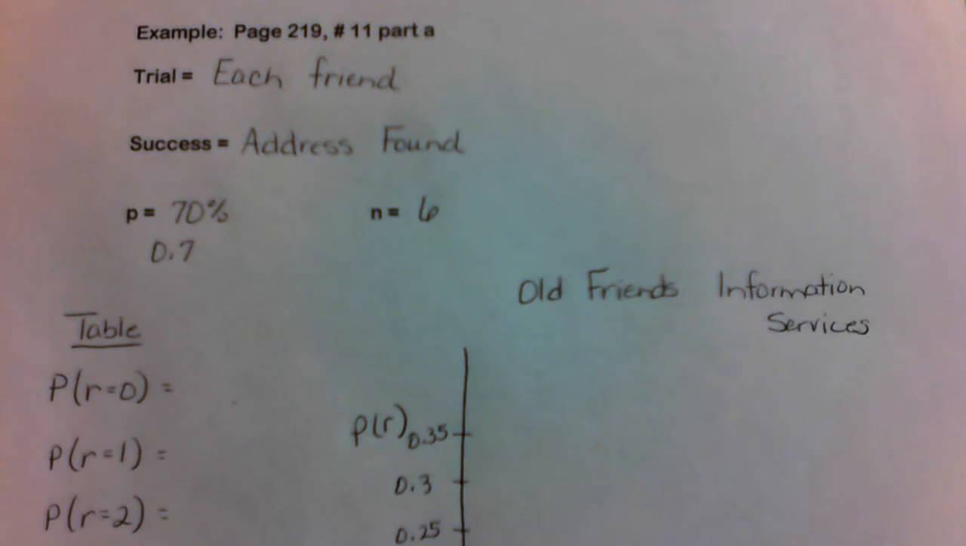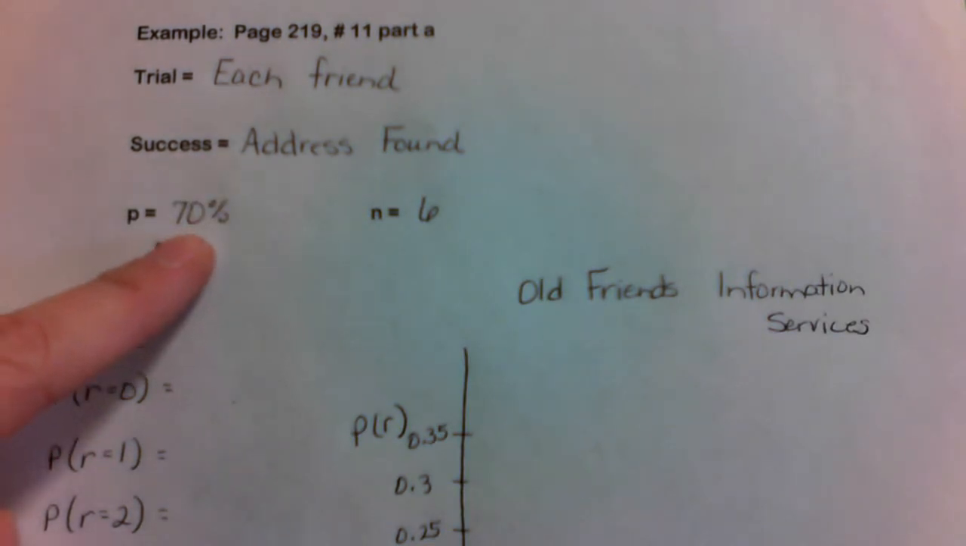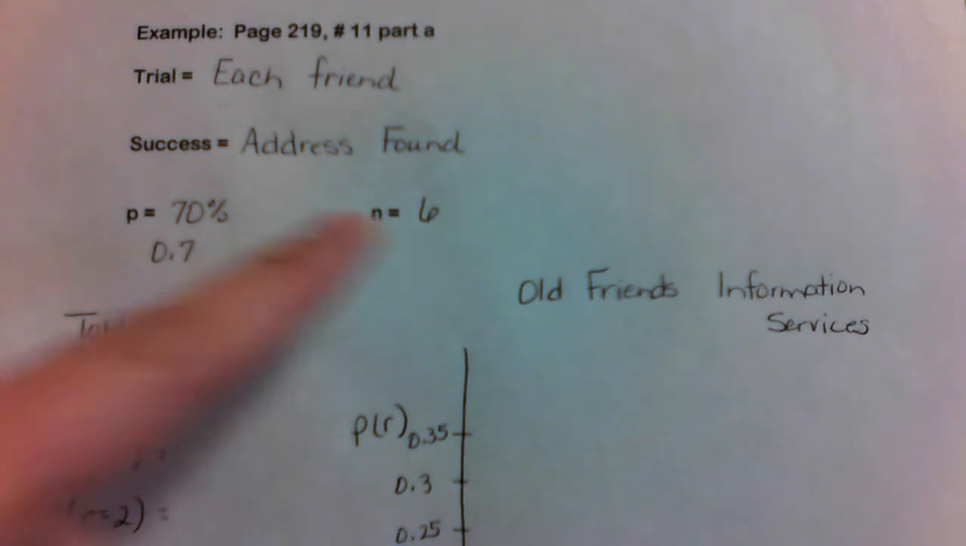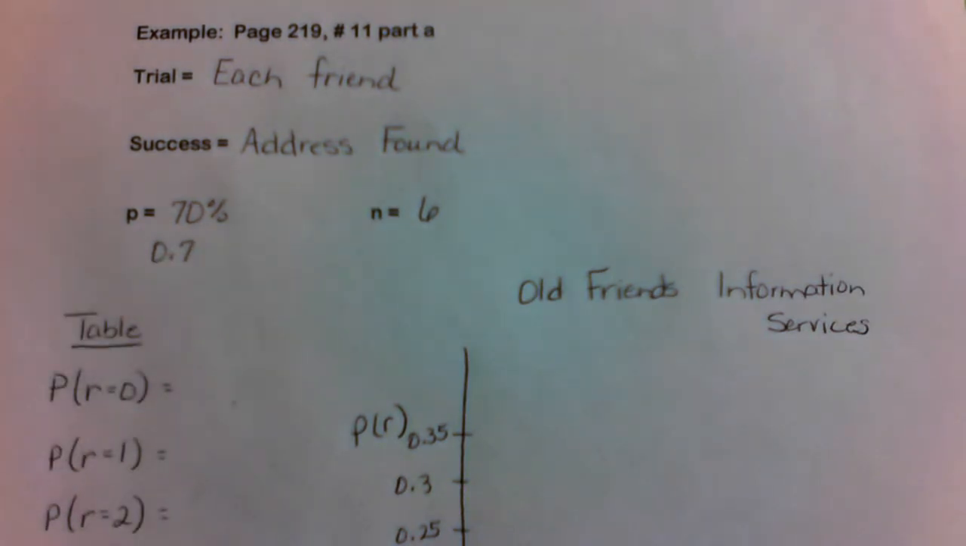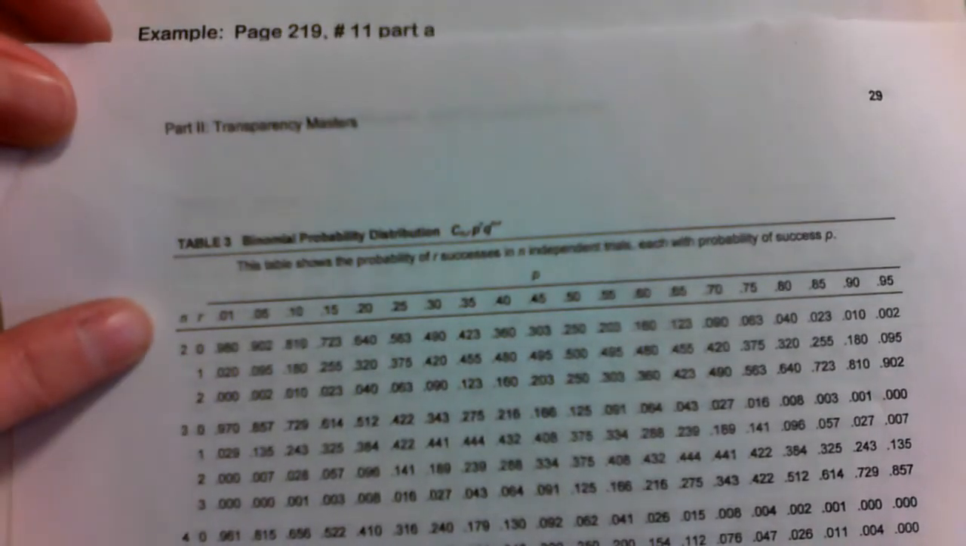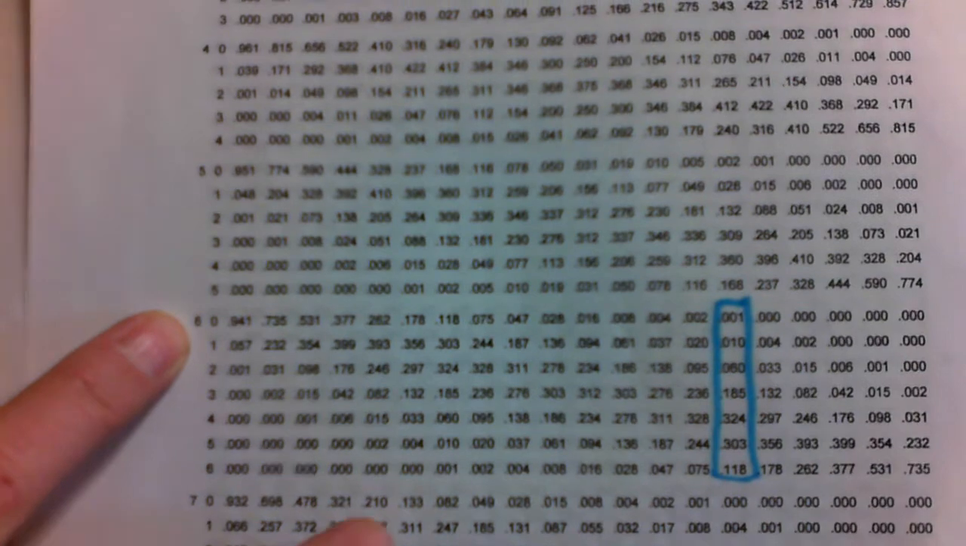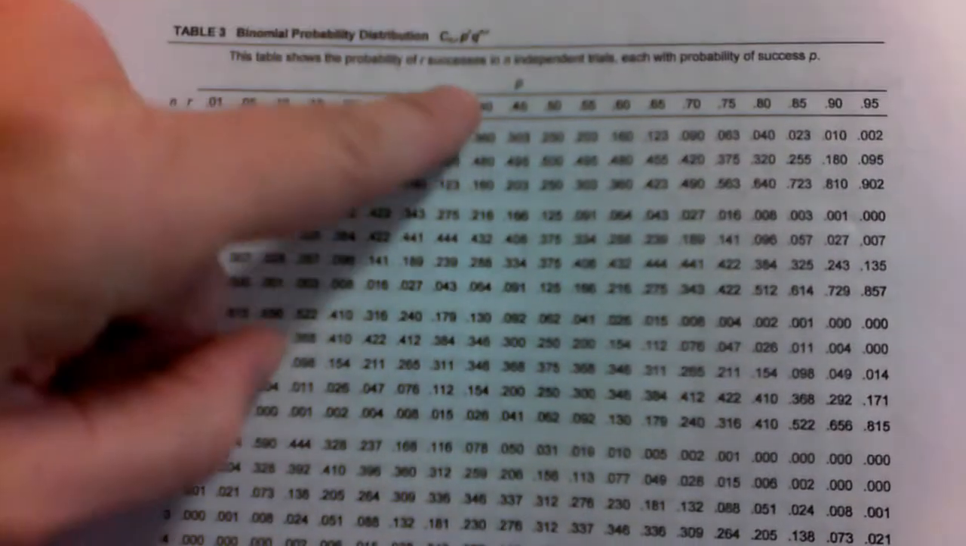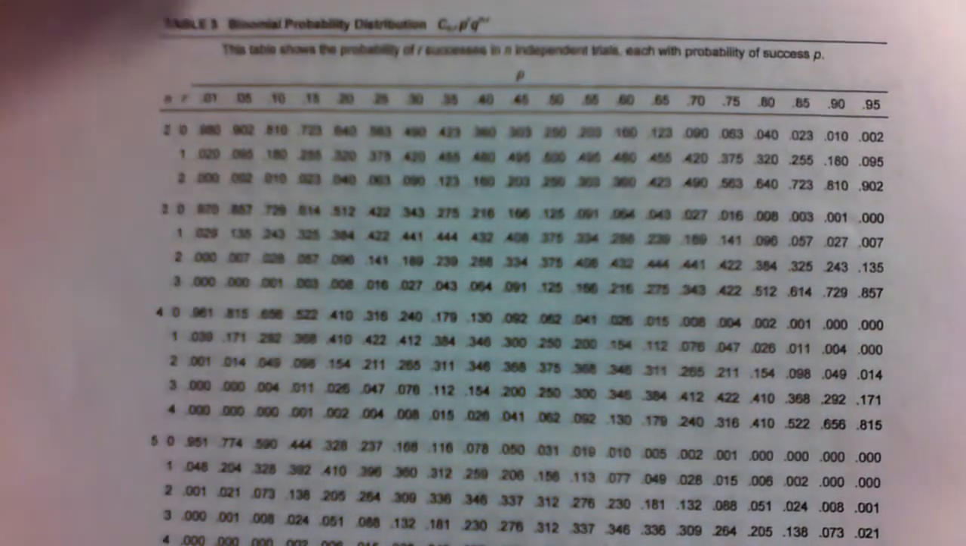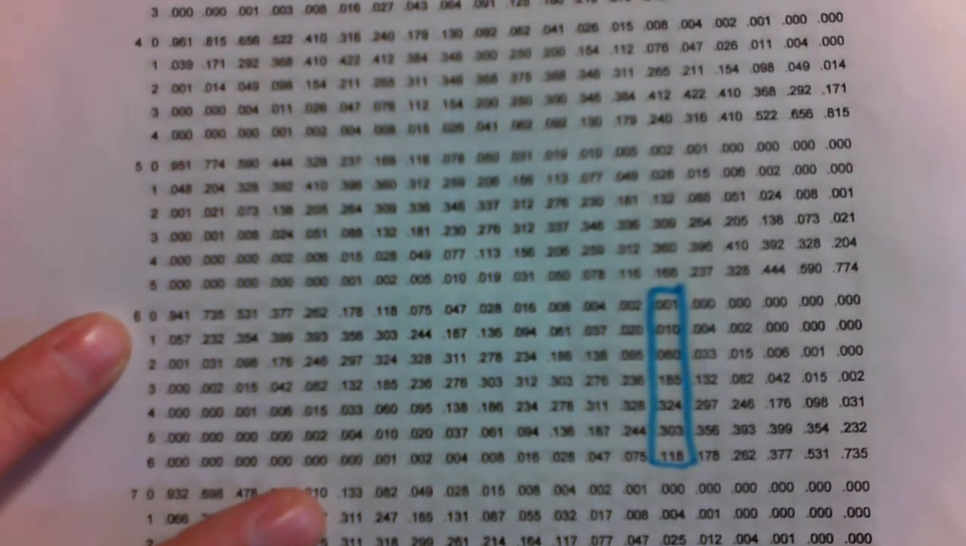Now, in this case, I don't have to calculate the probability of success. It is given. They tell me it occurs 70% of the time, which is 0.7. So we're looking for N is 6 and P is 0.7. So if you will go to your binomial table, and again, N, we want 6, and then P, which is at the top, P is 0.7. So if you'll follow down, and I've actually highlighted those values in blue.